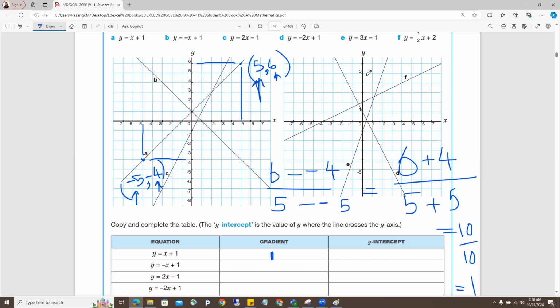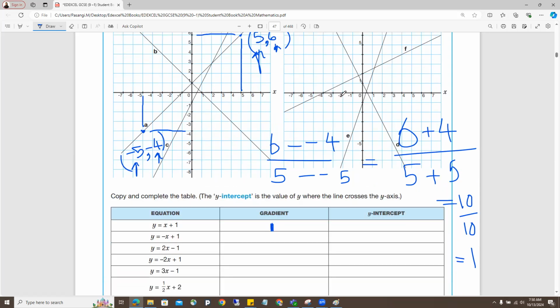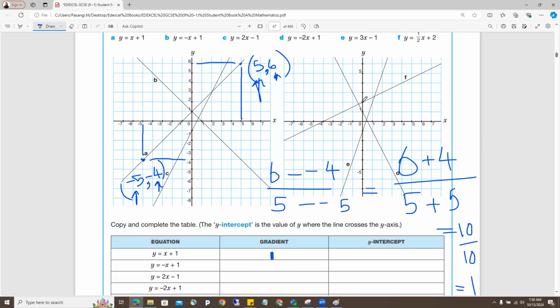Miss, all are minus now. The difference of the y coordinates should be divided by the difference of the x coordinates. So it is minus. What is the value you received here for the second line? Is it 1 or is it minus 1? The gradient?